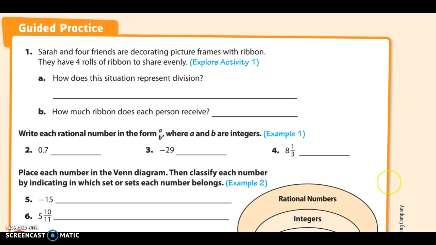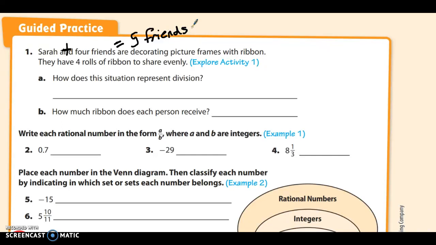Guided practice. Sarah and 4 friends are decorating picture frames with ribbon. They have 4 rolls of ribbon to share evenly. First of all, how many people is that? Sarah plus 4 friends. How many people is that? That is 5 people. It's really important to notice that. Sarah plus her 4 friends, that's 5 people. Okay, so there's 5 people sharing 4 rolls of ribbon.